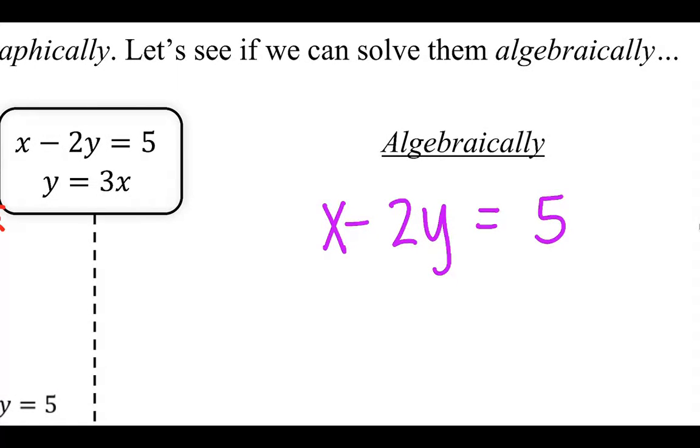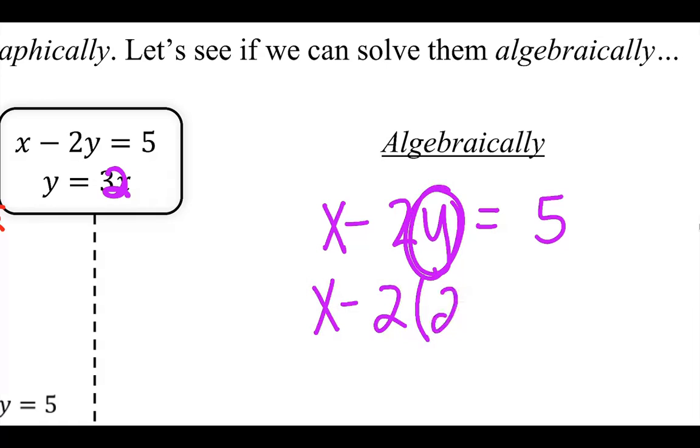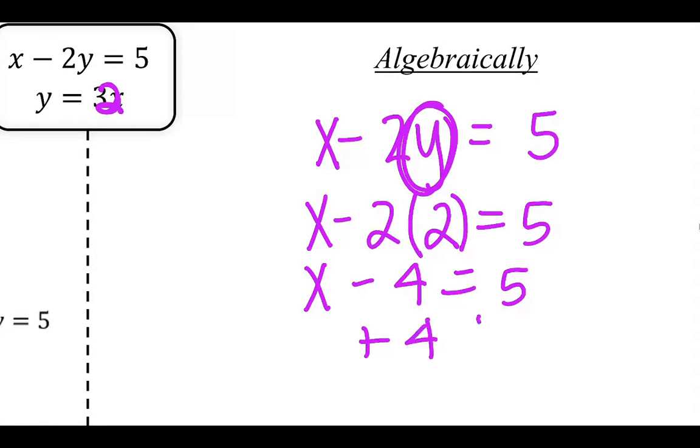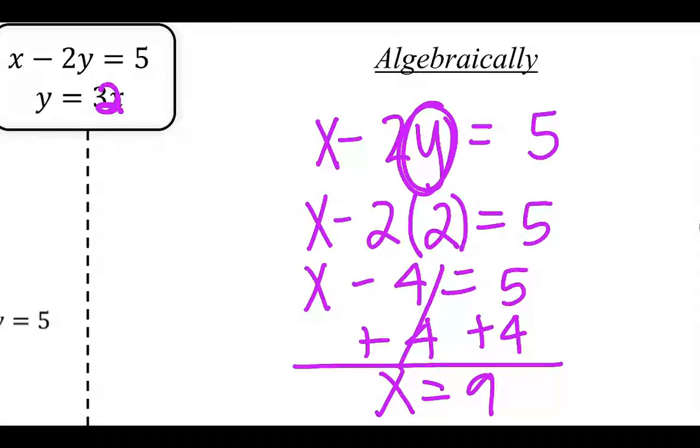If I were to tell you that y equals 2, what would you do to solve for x? If I said instead of y equals 3x, y equals 2. Well, I would plug in a 2 everywhere I saw y, and I would have x minus 2 times 2 equals 5, x minus 4 equals 5, plus 4 to both sides, and I'm left with x equals 9, and you would get an answer, right?